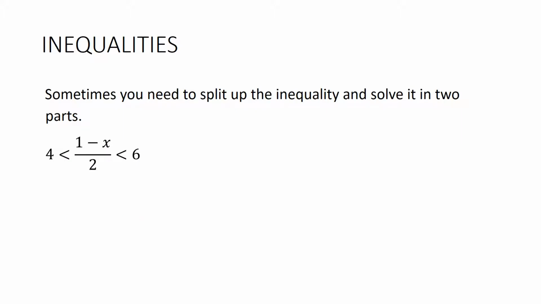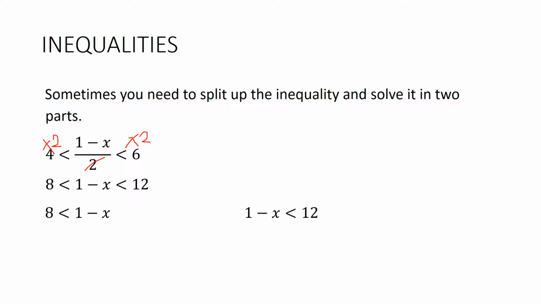Sometimes you need to split up the inequality and solve it in two parts, and that will be because this is a negative here, and that will flip the signs. We can still move this 2 to begin with though, so we're going to multiply everything by 2. And I'll get rid of that. So that gives us 8 is less than 1 minus x is less than 12. But now I'm going to split it into 2 bits.